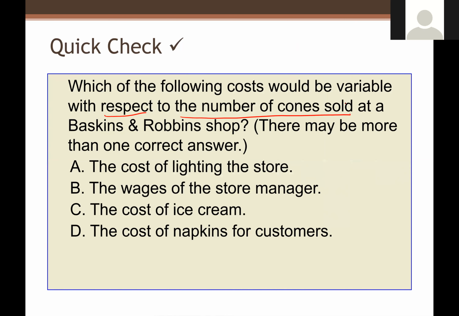It's C and D. If you sell more cones, do you have to pay more lighting cost? Or if you sell less, you have to pay more? So A is not a variable cost.